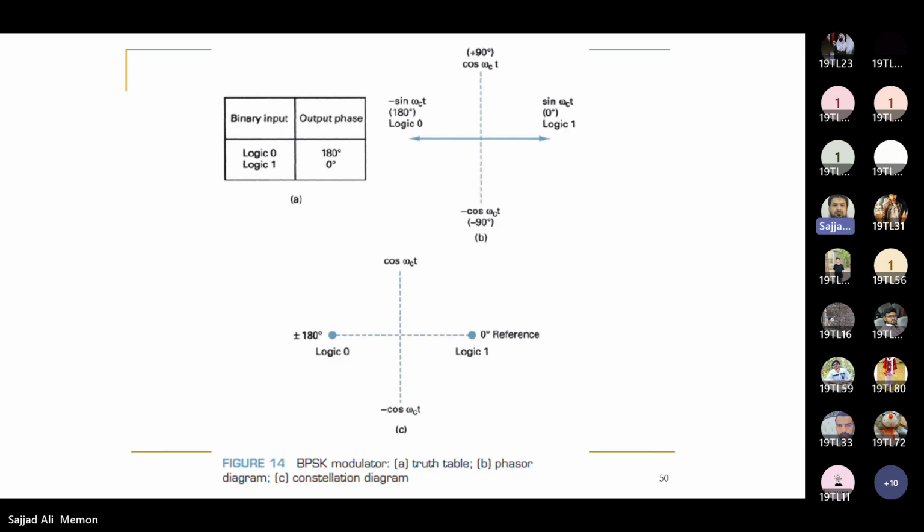So this is your truth table. Logic 1 is 0 degrees, logic 0 is 180 degrees. So these are your 2 points: sin omega ct and minus sin omega ct. And that is your constellation diagram, where we only show the points where the symbols will appear: one at 0 degrees for logic 1 and one at 180 degrees for logic 0.